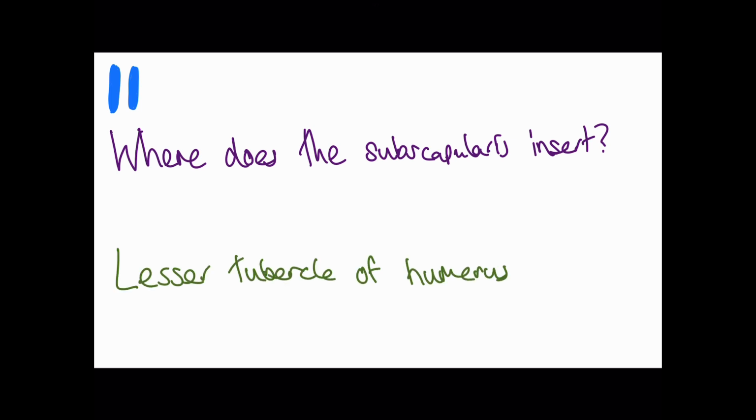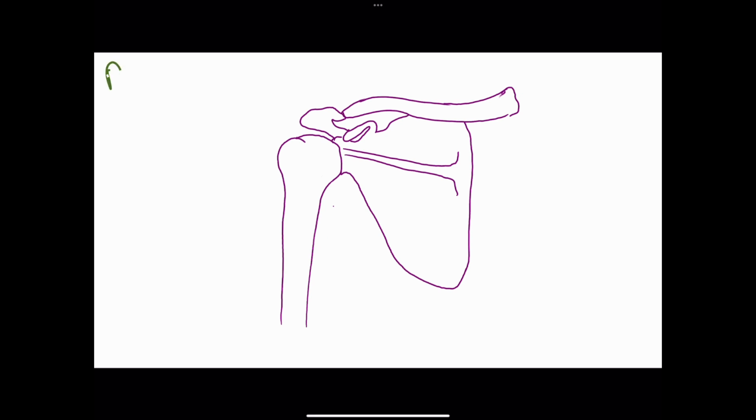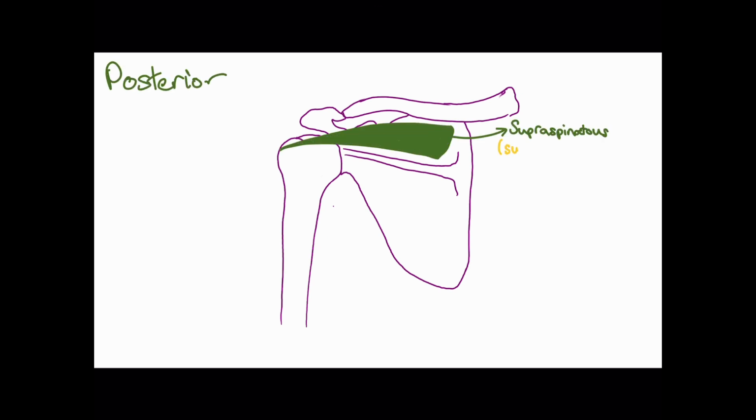Moving on to the posterior surface, there are three rotator cuff muscles that we will cover. The first is the supraspinatus. This originates from the posterior surface of the scapula, superior to the scapular spine, and it inserts into the greater tubercle of the humerus. The suprascapular nerve passes through the suprascapular notch and innervates the supraspinatus.